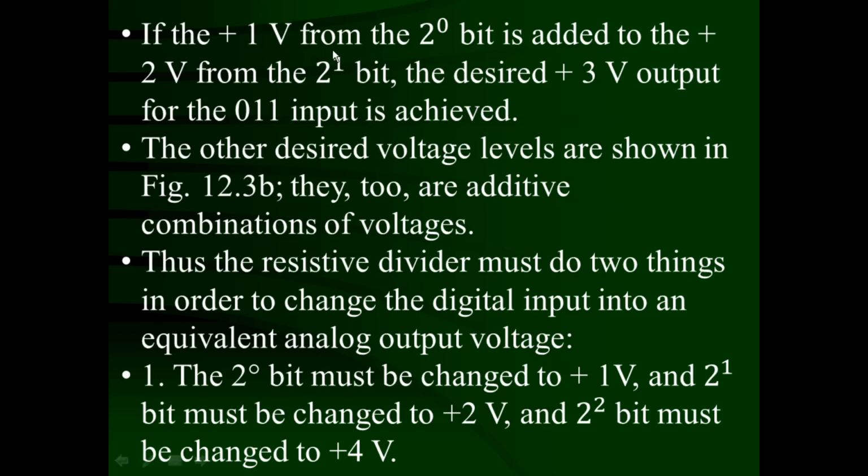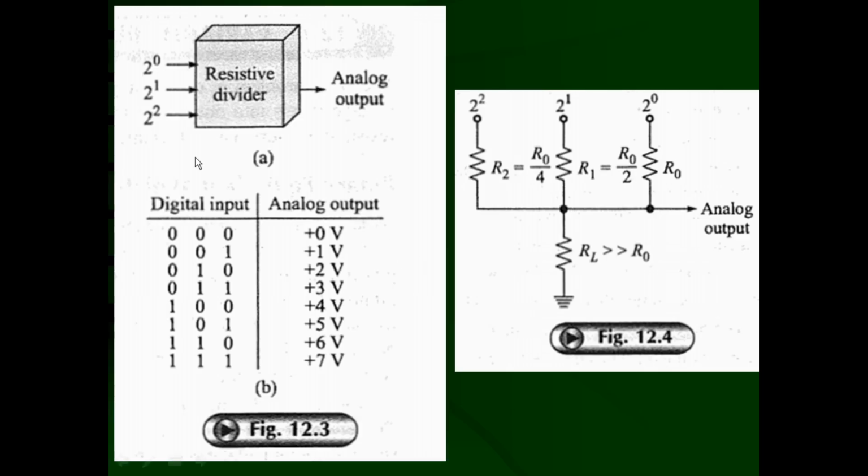If plus 1 volt from the 2 raised to 0 bit is added to the plus 2 volt from the 2 raised to 1 bit, the desired plus 3 volt output from the 011 input is achieved. The other desired voltage levels are shown in figure 12.3b. They too are additive combinations of the voltages. So that also we can see here.